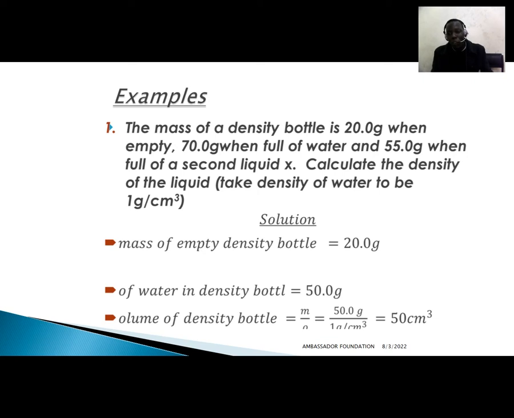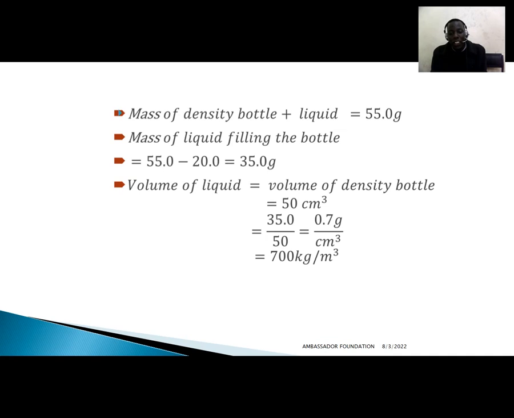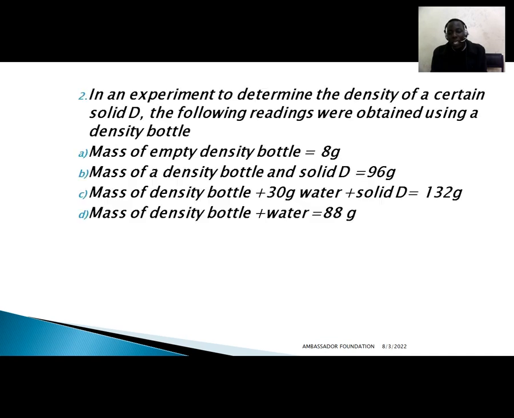Density is given by mass over volume, 35 over 40. I mean over 50. Then you have it. That's the answer. Whatever you get there, that is it. You will get it in grams per centimeter cubed. But you can convert to kilograms per meter cubed, or you just leave it there, as long as there are no restrictions or directions.